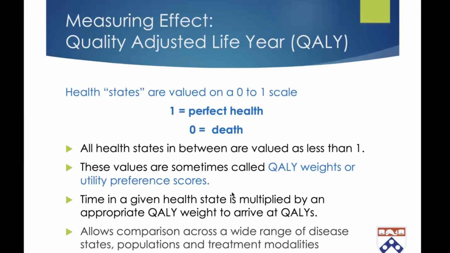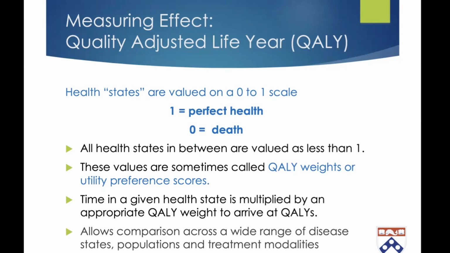And what you do is measure time in a given health state. Like in your study, you measure baseline and different intervals. For each interval, you take the time they've spent in the state, weigh it by the appropriate QALY weight, and then sum it over your study to arrive at your QALY. If you have a year and your QALY weight is 0.6, then your quality adjusted life year would be 0.6. So it's a time-weighted health-related quality of life.